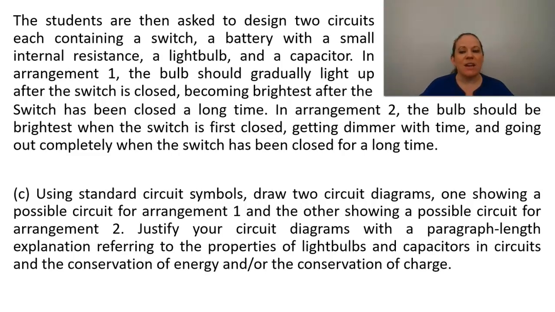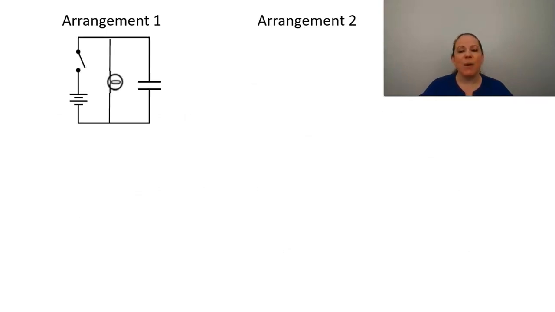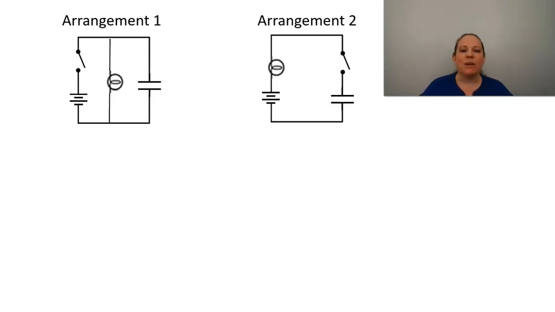So part C, using standard circuit symbols, draw two circuit diagrams, one showing a possible circuit for arrangement 1, and the other showing a possible circuit for arrangement 2. Justify your circuit diagrams with a paragraph-length explanation referring to the properties of light bulbs and capacitors in circuits and the conservation of energy and/or the conservation of charge. So, arrangement 1 is going to have the bulb and the capacitor in parallel, and arrangement 2 is going to have them in series.